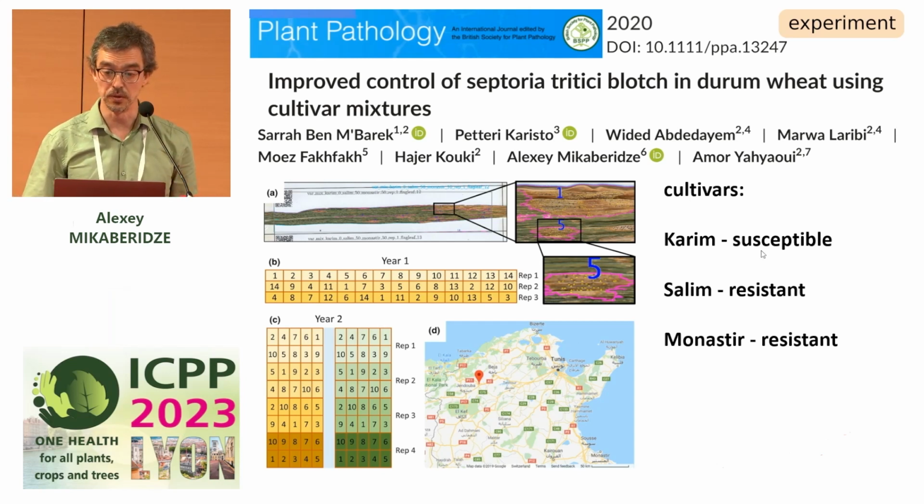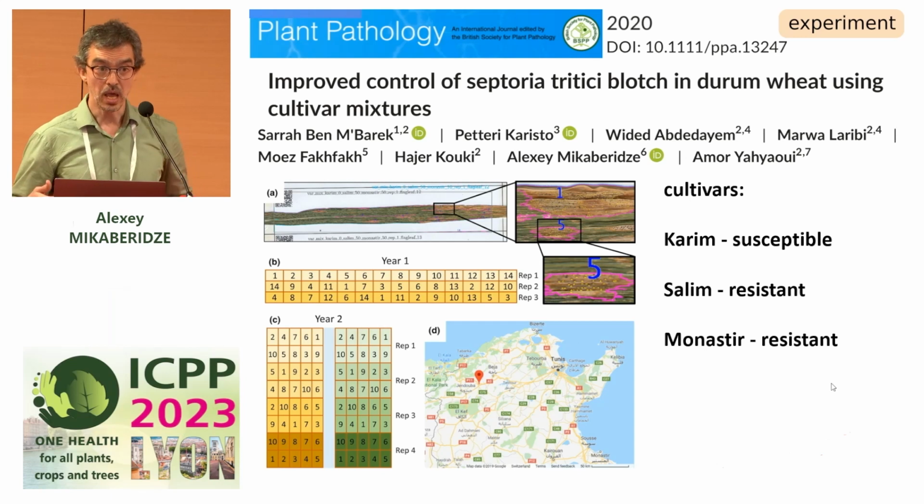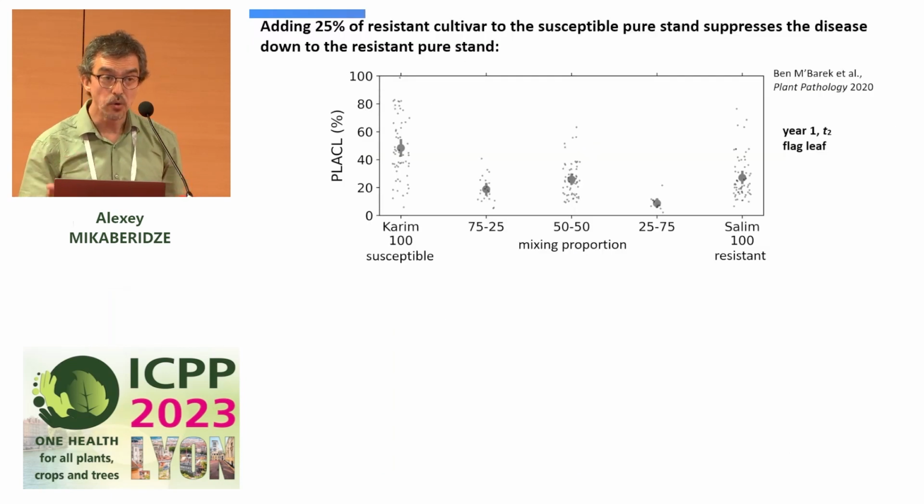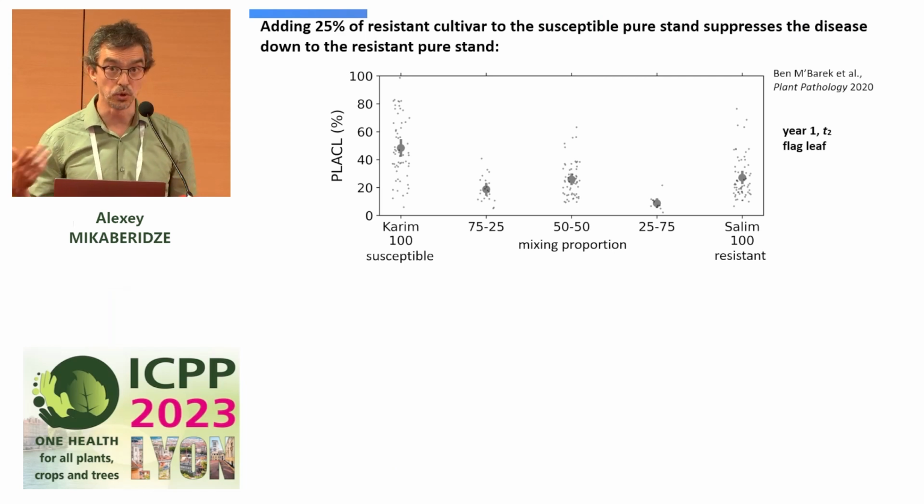We used 3 different cultivars: Karim as a susceptible cultivar, and 2 resistant cultivars, Salim and Monastir. One of the key questions we asked here is how disease severity depends on the proportion of the 2 cultivars in the mixture. Disease severity is on the y-axis, expressed as PLACL, the percentage of the leaf area covered by lesions. On the x-axis is the proportion of the 2 cultivars. Here it is Karim, susceptible, mixed with Salim, resistant.